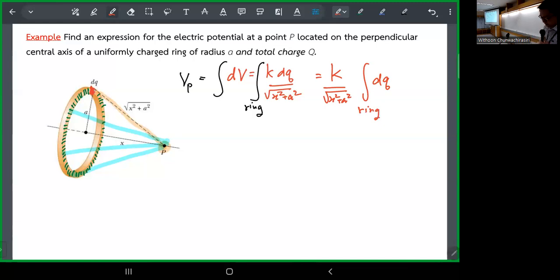And what is that? That's just the total charge Q over there. You guys with me? All right, so that's it. Too easy. I'm done. That's it.